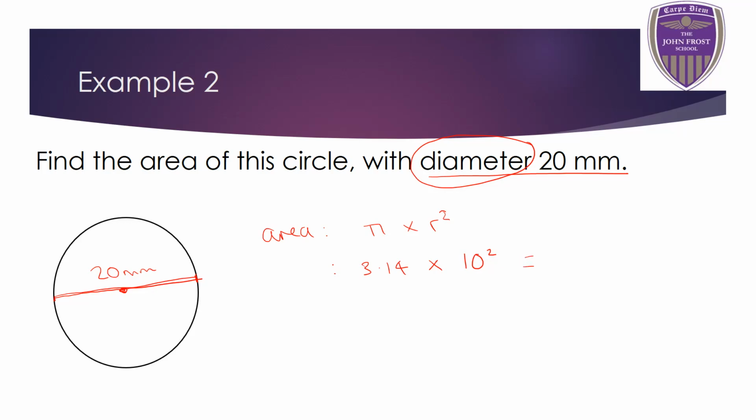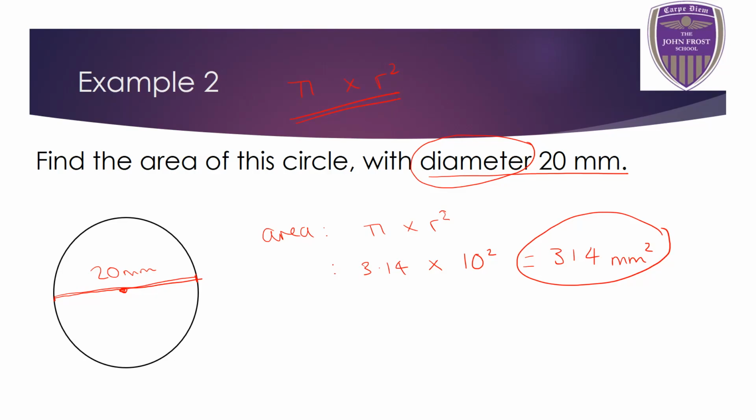So you type that in your calculators. Remember, 10 squared is 10 times 10. It should be 314, and this time it's in millimeters, so it's millimeters squared. It's pretty straightforward as long as you remember the formula: pi times r squared. That's what you need to remember.